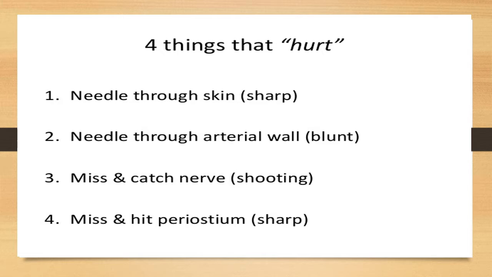4 things that hurt: needle through skin, that is sharp; needle through arterial wall, that is blunt; miss and catch nerve, that is shooting; miss and hit periosteum, that is sharp.